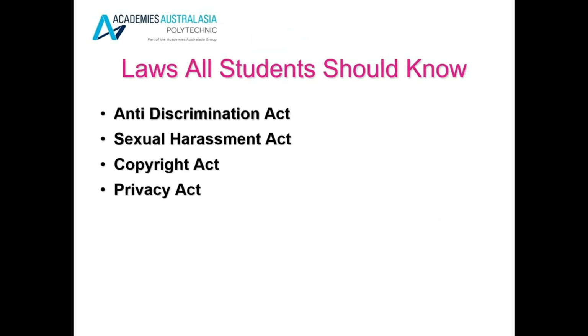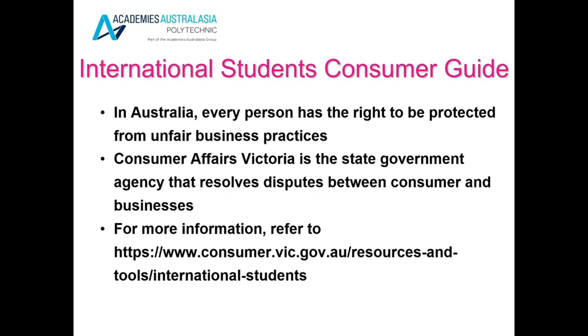As an international student, these are some laws that you should know in Australia. This is the Anti-Discrimination Act, the Sexual Harassment Act, the Copyright Act, and the Privacy Act. There is also the International Students Consumer Guide, and you and every person in Australia has the right to be protected from unfair business practices, and this is what the guide does. So it resolves disputes between consumers and businesses. For more information on that, you can go to that website.